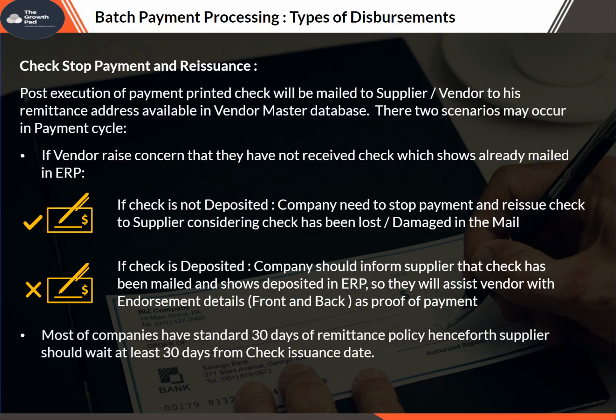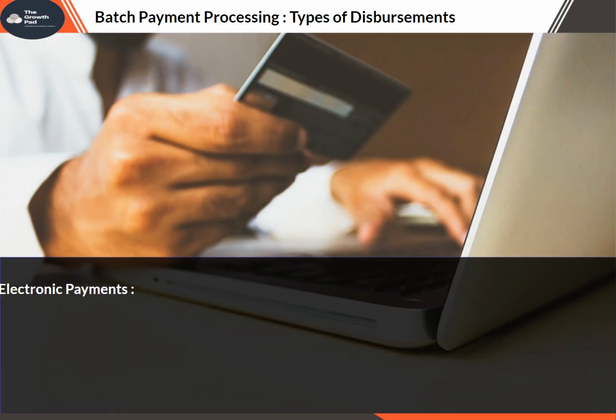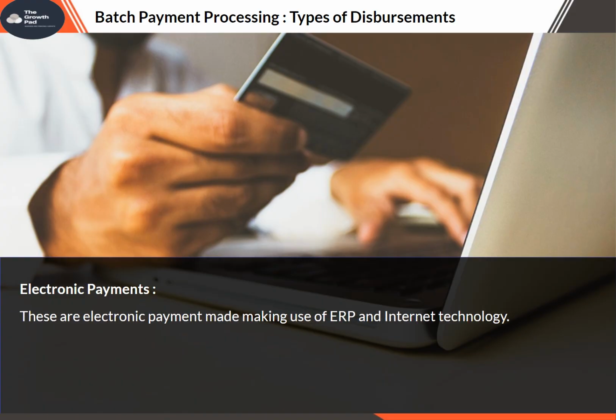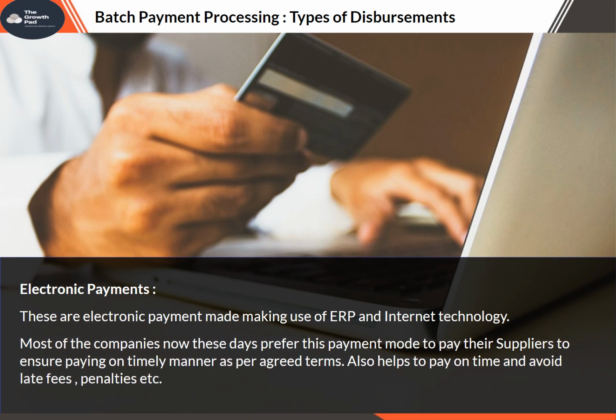Most companies have a standard 30 days remittance policy, henceforth the supplier should wait at least 30 days from the check issuance date. Electronic payments. These are electronic payments made making use of ERP and internet technology. Most companies nowadays prefer this payment mode to pay their suppliers, to ensure paying in a timely manner as per agreed terms. Also helps to pay on time, and avoid late fees, penalties etc.